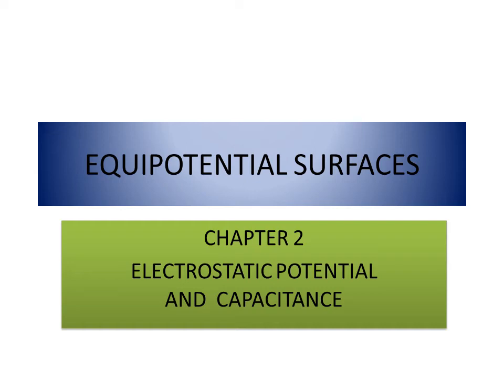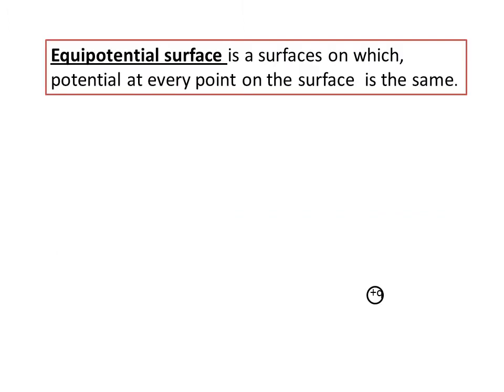Today we are going to learn about equipotential surfaces. So we are going to study about equipotential surface. The definition of the word is in its meaning itself, that is a surface on which potential everywhere is the same. So we can define equipotential surface as a surface on which potential at every point on the surface is the same.